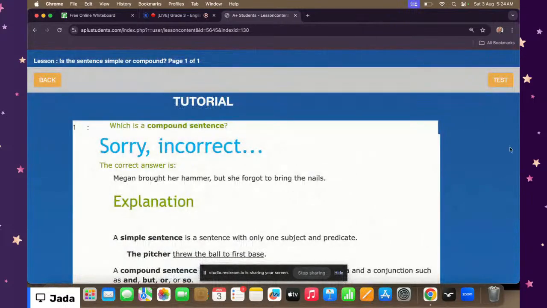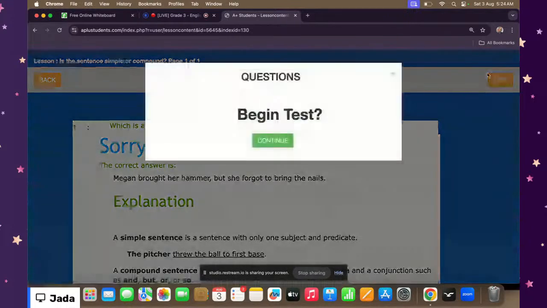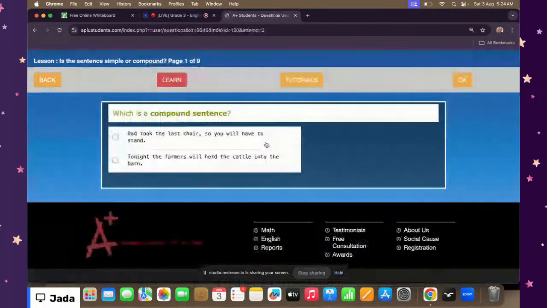All right, on to the test. Send in your answers as usual. Which is a compound sentence, everybody? Which is the compound sentence? One: Tonight, the farmers will head the cattle into the barn. Which of these is your answer? Send it on the chat. One or two.